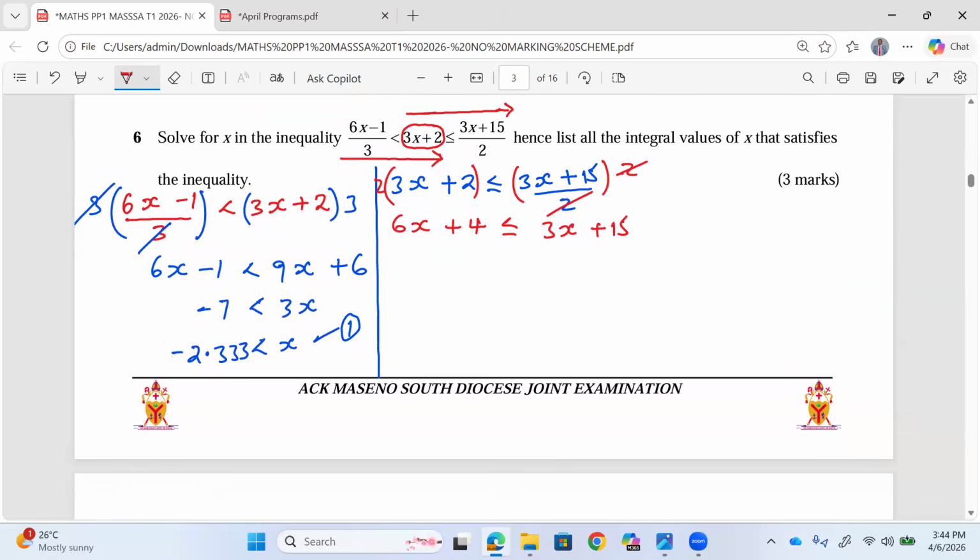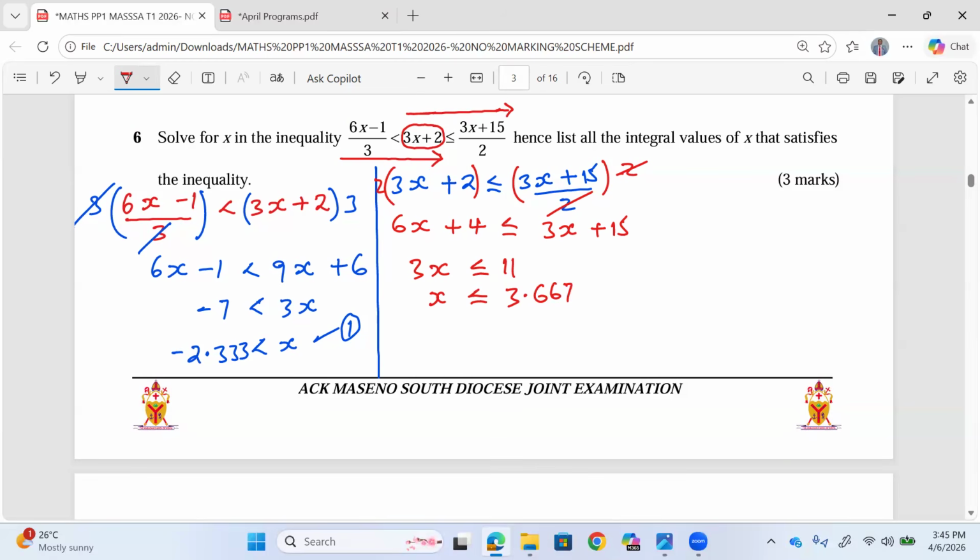Grouping terms together will give us a 3x because of 6 minus 3 here. Then less than or equal to, we are having 15 minus 4. 15 here, the 4 should be subtracted. That gives us 11. So to remain with x, 11 over 3. This gives us 3.666 recurring, so 667, like that.